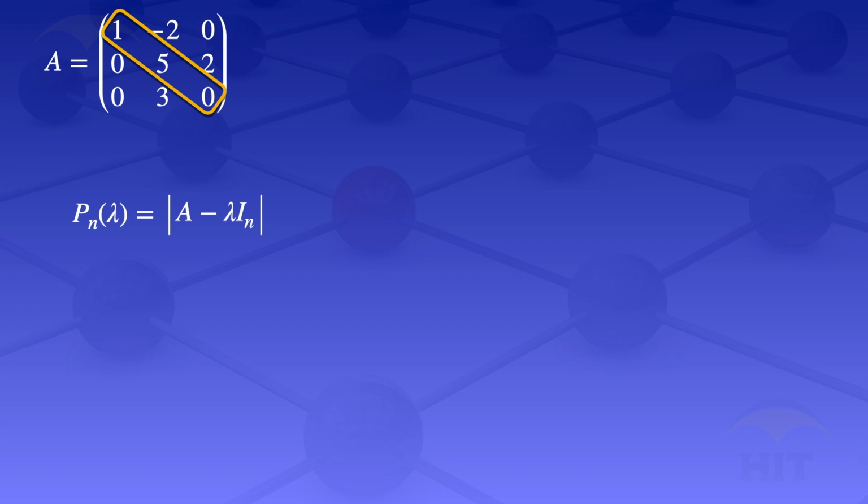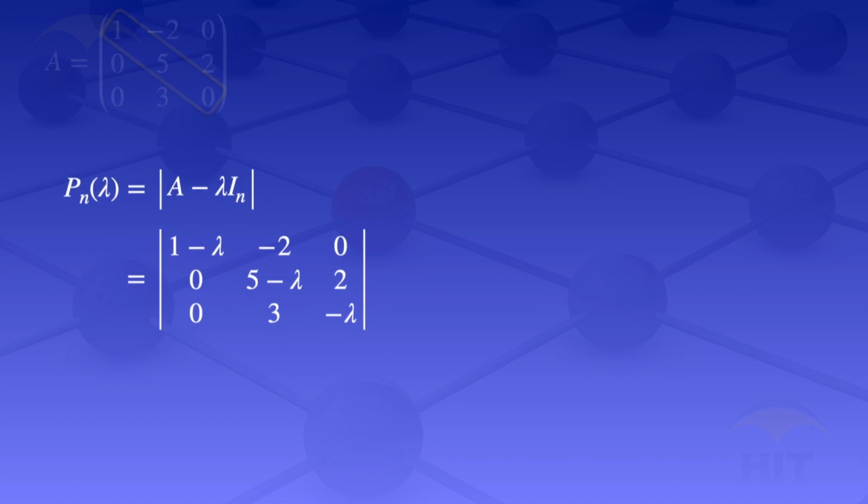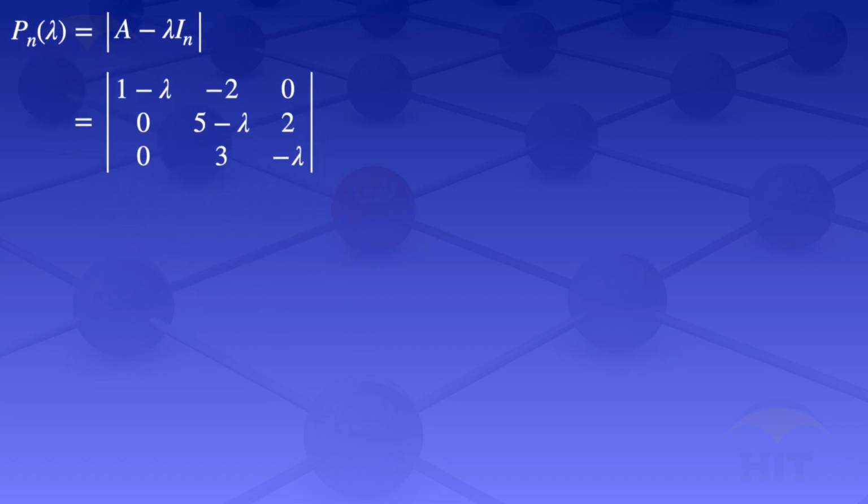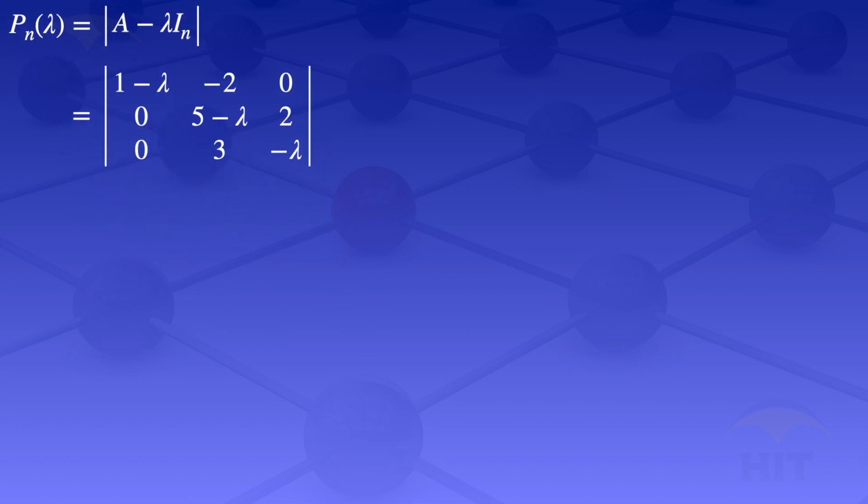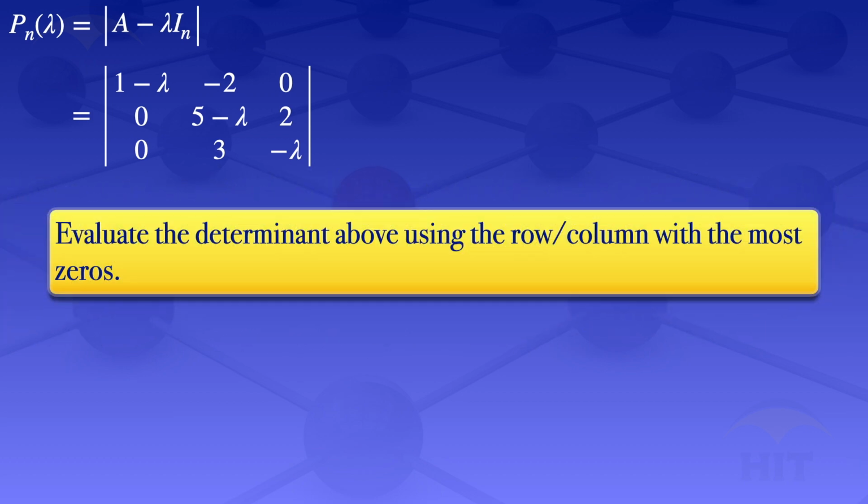So if you subtract lambda from those elements that I've highlighted, we would have the determinant of 1 minus lambda, minus 2, 0, 0, 5 minus lambda, 2, 0, 3, minus lambda. So that's our characteristic polynomial, that determinant. To evaluate that determinant, it is convenient to use the row or column with the most number of zeros. In this case, I will choose column number 1.